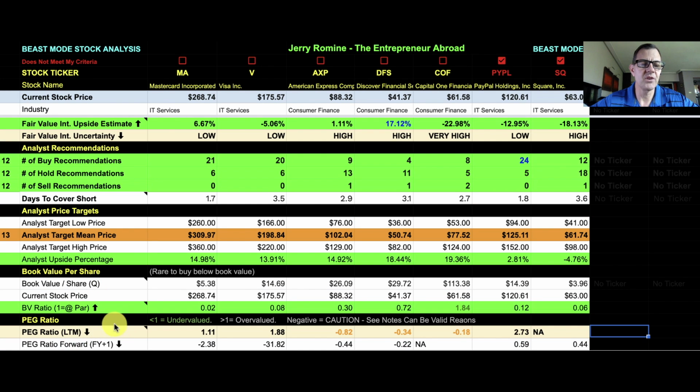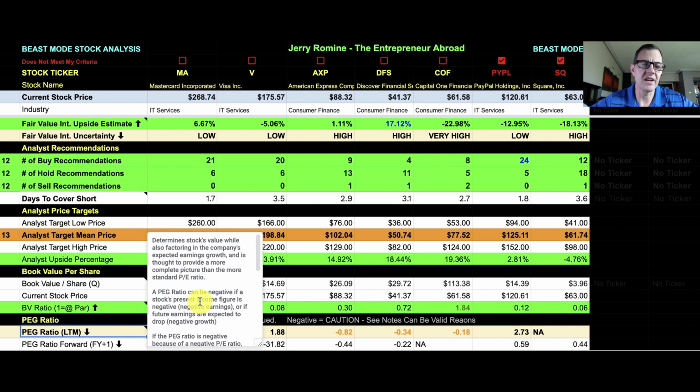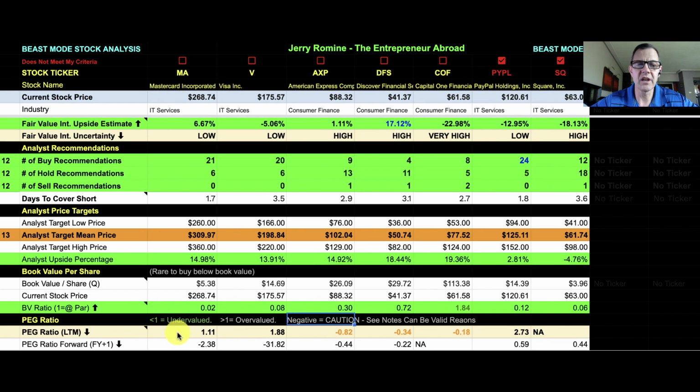All right, the PEG ratio is a common indicator used, and it determines a stock's value while also factoring in the company's expected earnings growth, and is thought to provide a more complete picture than the more standard PE ratio. A PEG ratio can be negative if a stock's present income figure is negative earnings, or if future earnings are expected to drop, which would be negative growth. So here we're just looking at the PEG ratios. Anytime we've got negative, it's a caution sign, and if it's less than 1 on a PEG ratio valuation, that means it's undervalued.